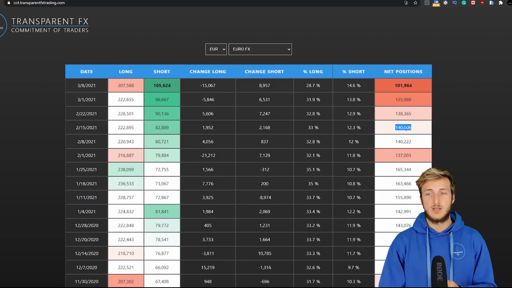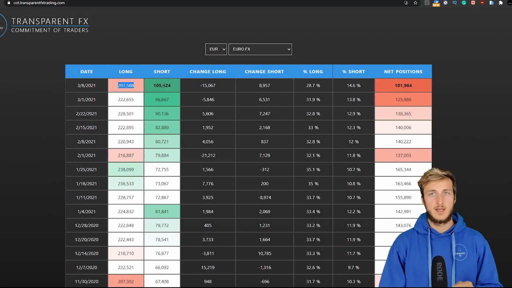So net positions decreased from 140K all the way down to 100K, with 8.9K shorts added with the last report and 15K longs getting closed, with currently 105K short positions and 207K longs. So one of the lowest levels of longs and highest levels of shorts that we had so far. So we definitely have a weak euro.